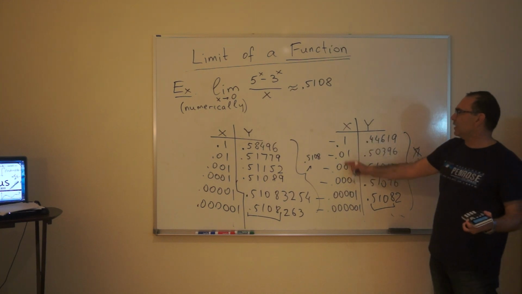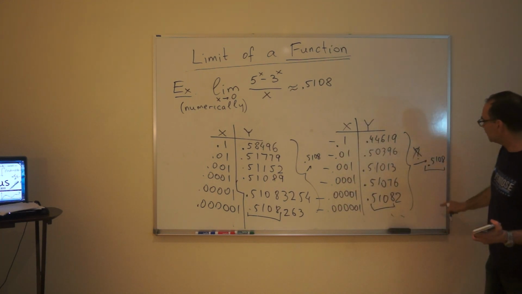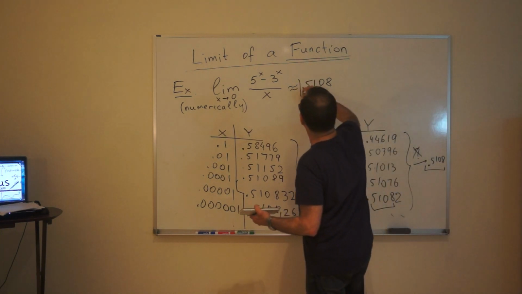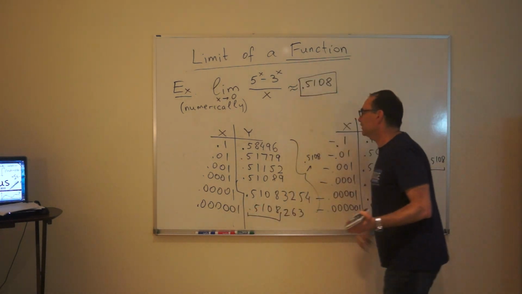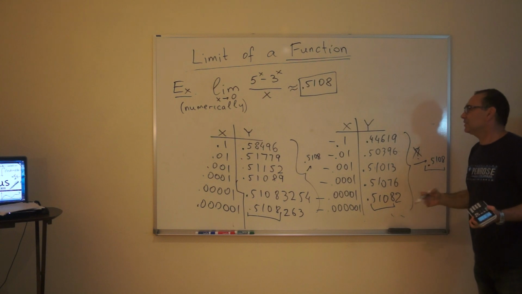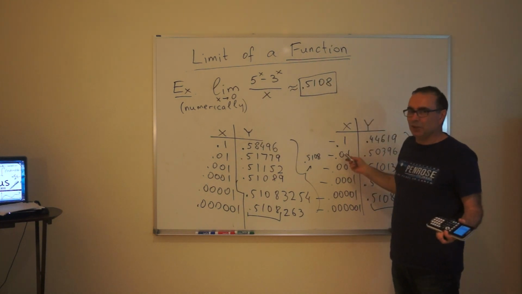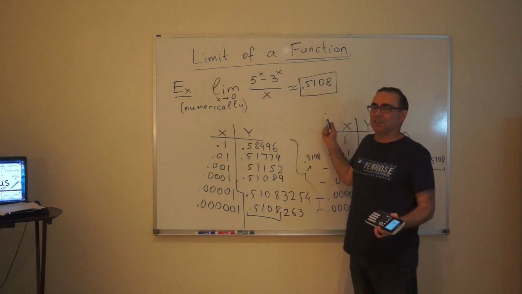So now we know that even from the other side, when x values are slightly smaller than 0, the function values approach that same number. That's how we know that, yes, at least up to 4 digits, it is a correct answer. So this is the numerical method of calculating a limit, and the answer happens to be an ugly number, but still it doesn't mean it's wrong, it's a correct answer for the limit.